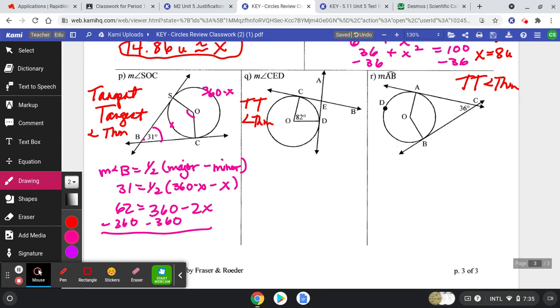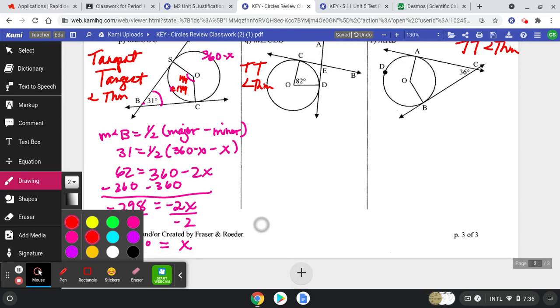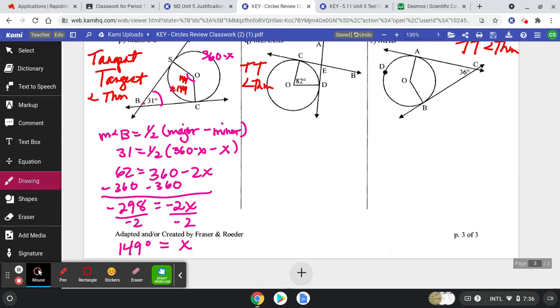62 minus 360 gives me negative 298, and divide by negative 2. I'm getting 149 degrees. So if this little SOC is 149 degrees right here, then the central angle is also 149 degrees because central angles equal arc measure.